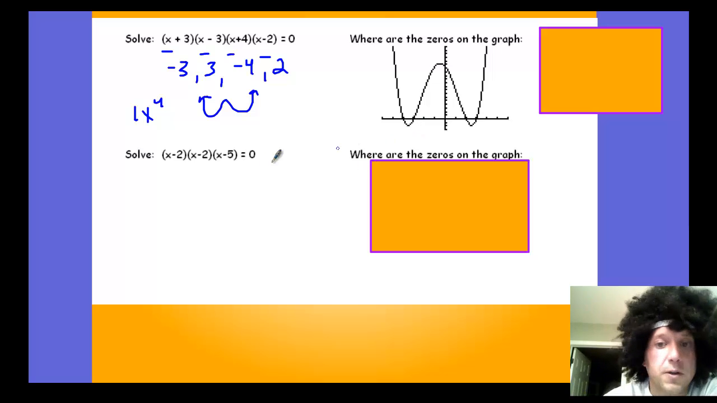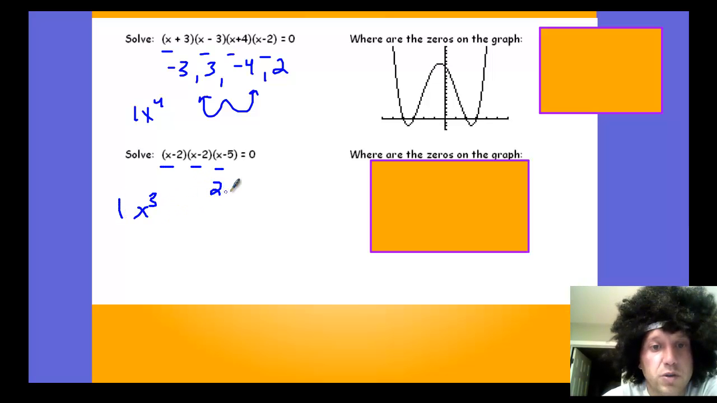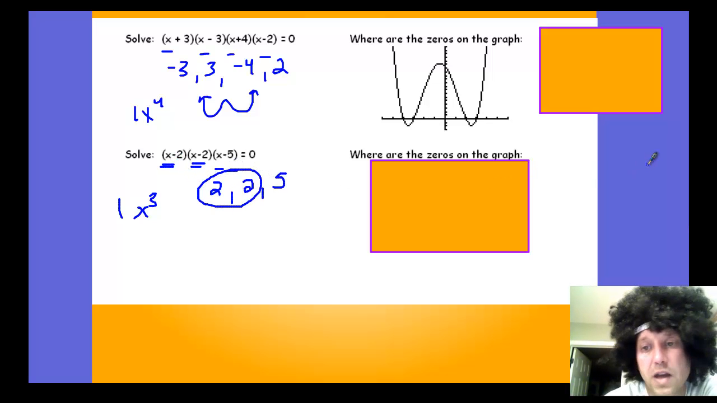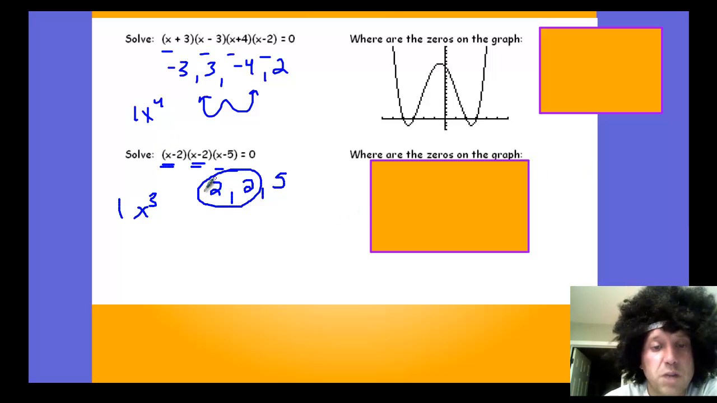And check that. Same thing here, x cubed, and then we have a leading coefficient of 1, and our zeros are 2, 2, and 5. Now this one's a little different because these two factors are the same exact thing, and so they produce two of the same x-intercepts. Now remember the shape of this. X cubed has this shape.